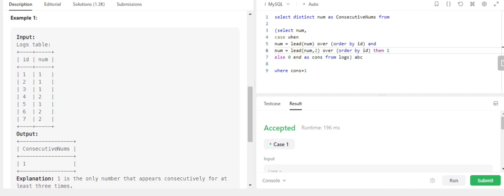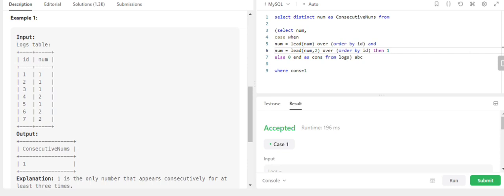And num equals lead(num, 2). This means that the next-to-next value should also be equal to num. You got my point? That is why we have mentioned the parameter 2 here. Over order by id, again the same. Then 1, else 0, end as cons from logs. If you have gone through my previous video on if else statements, you would have got this case statement that we built here, where we're checking that we satisfy two conditions. The current number should be equal to the next number and should be equal to the next-to-next number as well. Then we take cons as 1, else we take it as 0.